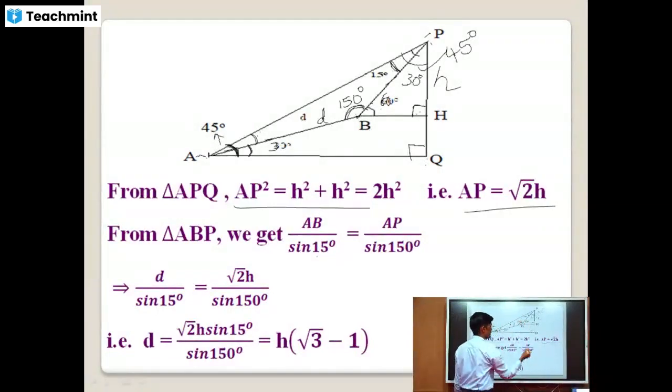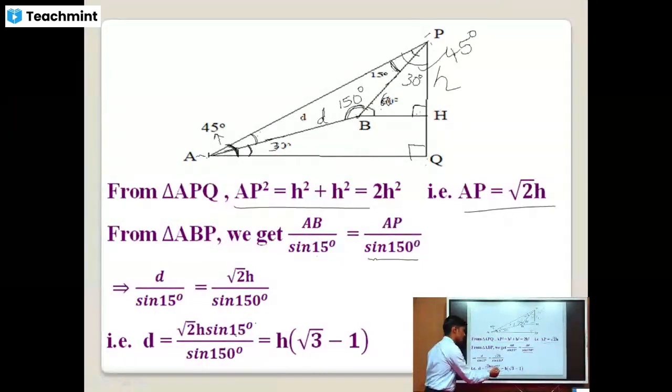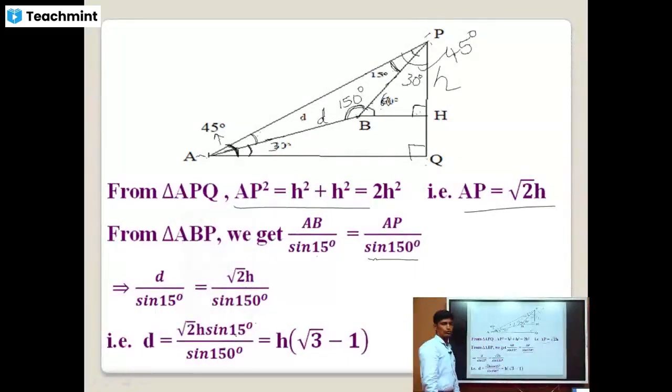So that the sum of the three angles is 180 degrees. So AP divided by sin 150 degrees. Sin 150 degrees is nothing but sin of 180 minus 30 degrees, that is sin 30. You can simplify here. AB is d, and sin 15 degrees is (root 3 minus 1) by 2 root 2. AP is root 2 h divided by sin 150 degrees, sin of 180 minus 30, sin 30 is half. So substituting these values, we get d is equal to h times (root 3 minus 1), because sin 15 degrees is (root 3 minus 1) by 2 root 2. Here we have 1 by 2. So root 2 cancels and we get d equal to h(root 3 minus 1). So that is option C.